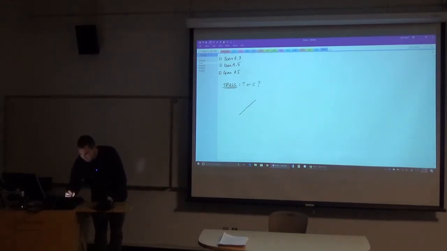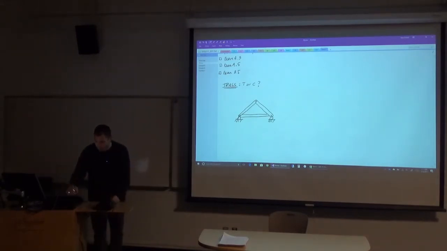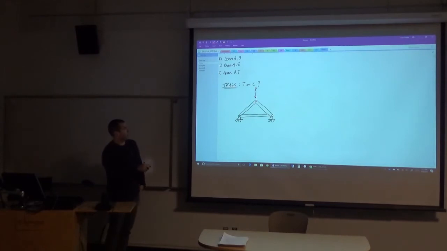If I were to set up a really simple truss, just a 3-member truss like this, and maybe I have a pin on the left, and a roller on the right-hand side, and let's say I've got some point load applied vertically at the top joint, can you guess which members are going to be in tension and compression?